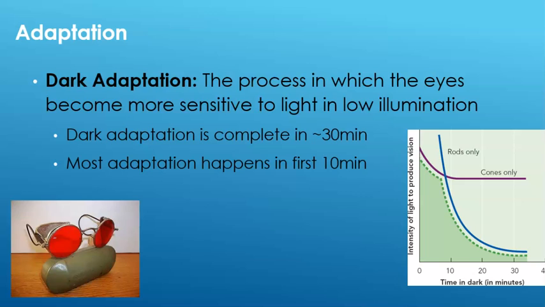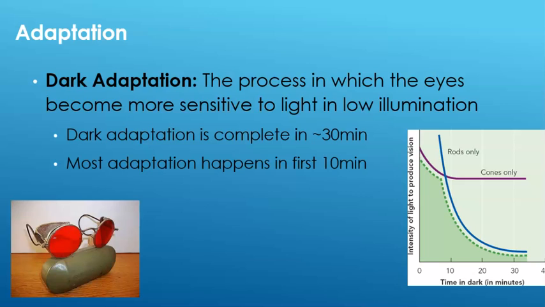In the last video, we talked about what the eye looks like and about the different parts of the eye, as well as rods versus cones. In this video, we're going to talk about how we use all of that information in order to process visual information. So the first thing we're going to talk about is dark adaptation. This is the process in which the eye becomes more sensitive to light in low illumination.